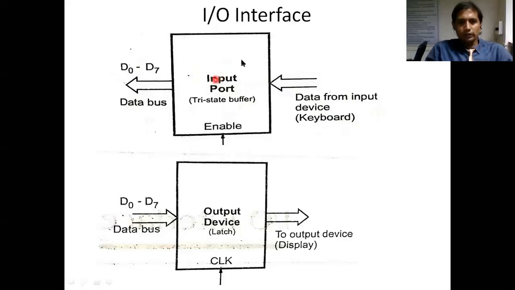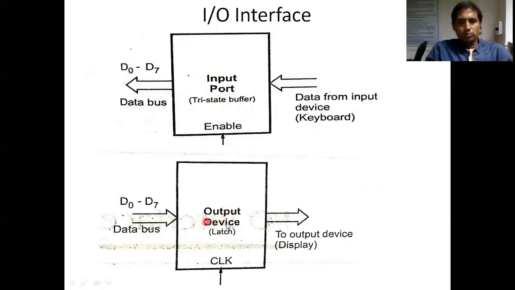The buffer has 8 input pins, and these are used to receive the data from the input device, and 8 output pins, D0 to D7, which are used to transmit data to the processor. So the buffer acts like an intermediary between the input device and the processor, and it transmits data to the processor.